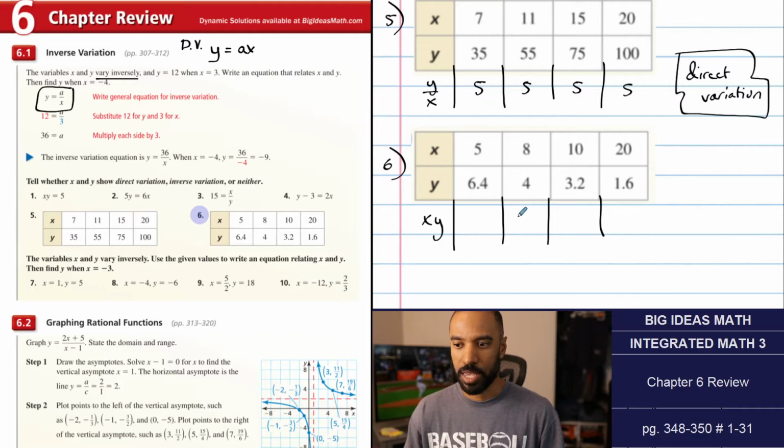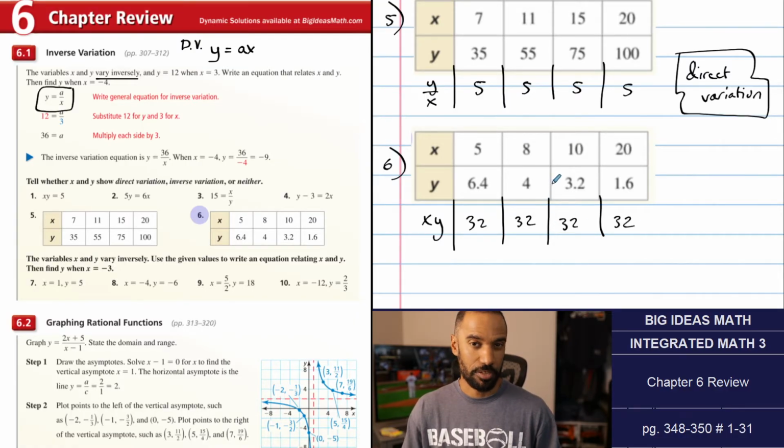I'm going to start with 4 times 8. I got 32. I know 10 times 3.2 is 32. Let's see if the others pan out. 20 times 1.6 is the same as 16 times 2, which is 32. And 6.4 times 5 is the same as 64 times 0.5, and that's also 32. So these are all constants. You can use the calculator if you have to, but the point is the product is constant. That's actually a case for inverse variation.